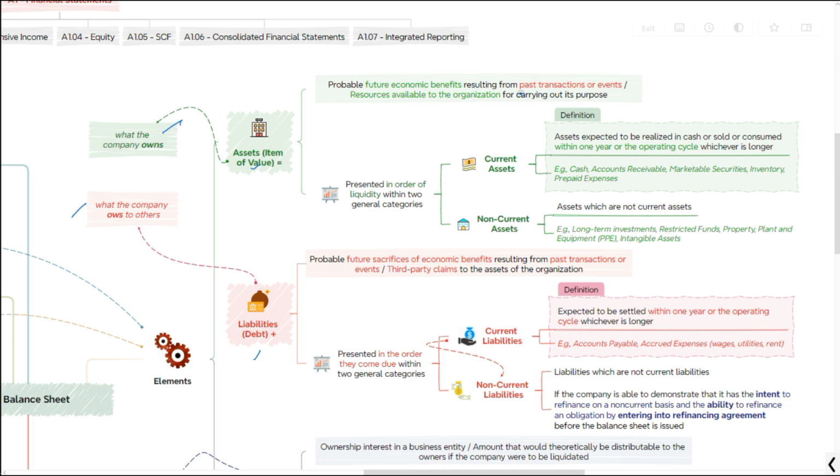The similarity is that both result from past transactions or events. An asset is a resource available to the organization, but liabilities are third-party claims. Presentation: assets are presented in the order of liquidity, and liabilities are presented in the order they come due. Both have two general categories: current assets and non-current assets, and current liabilities and non-current liabilities.